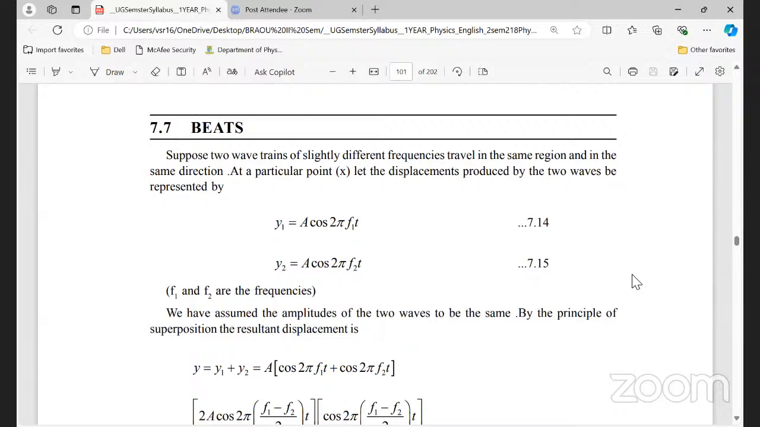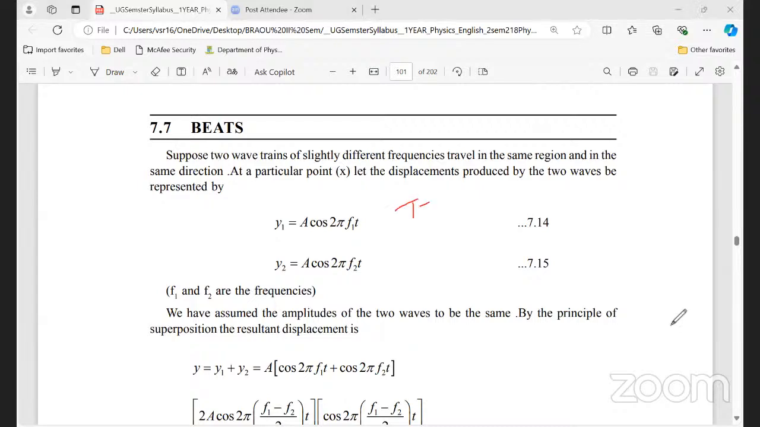So at a particular point, the displacement of these two waves can be represented as y1 equals a cos 2 pi f1 t. Sir, why do you retain 2 pi f here in place of omega? Tell me.